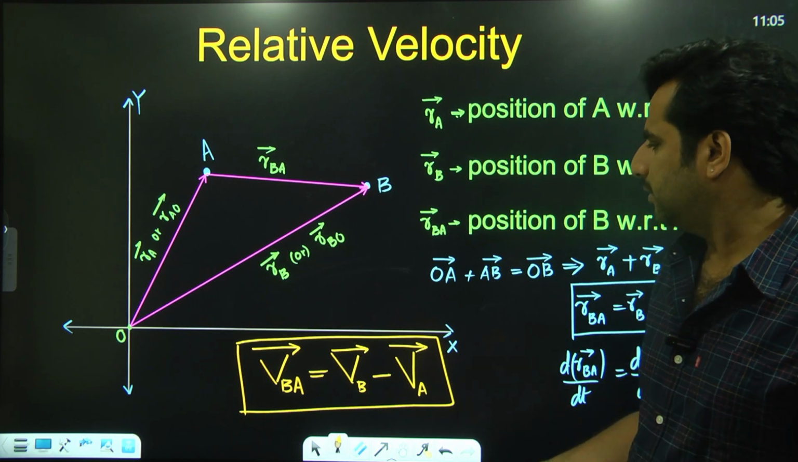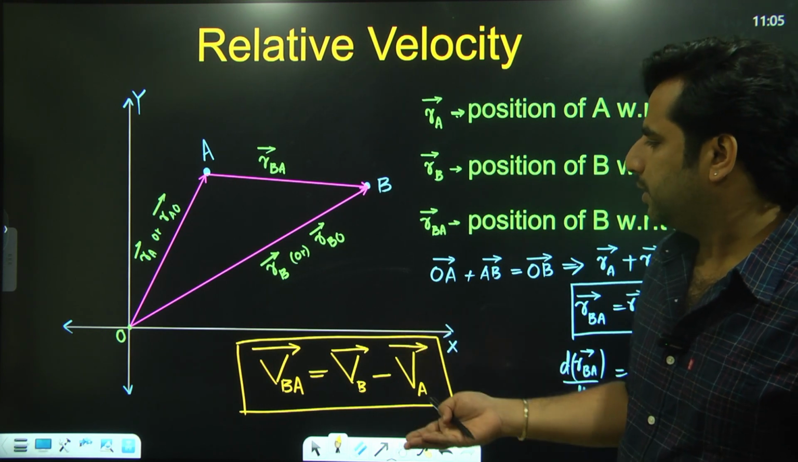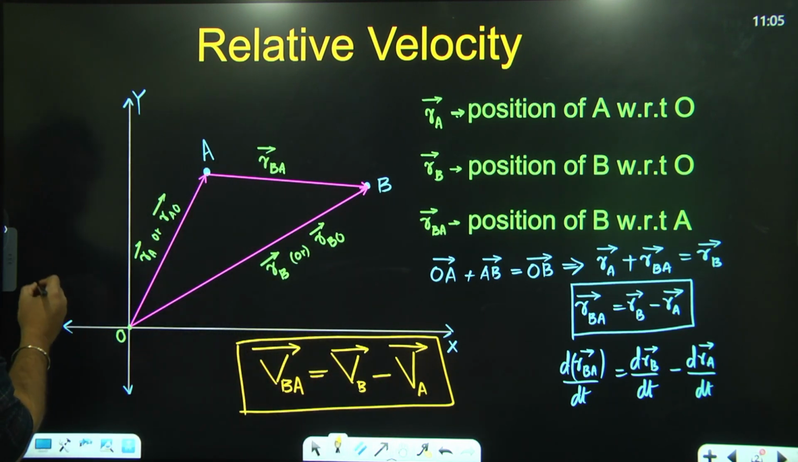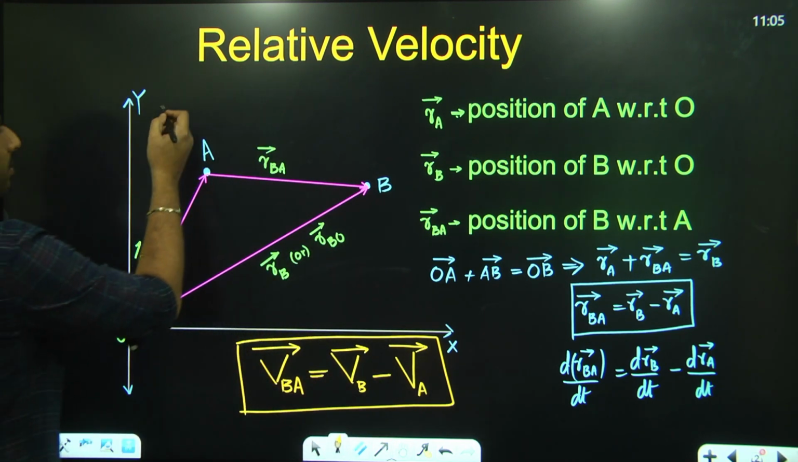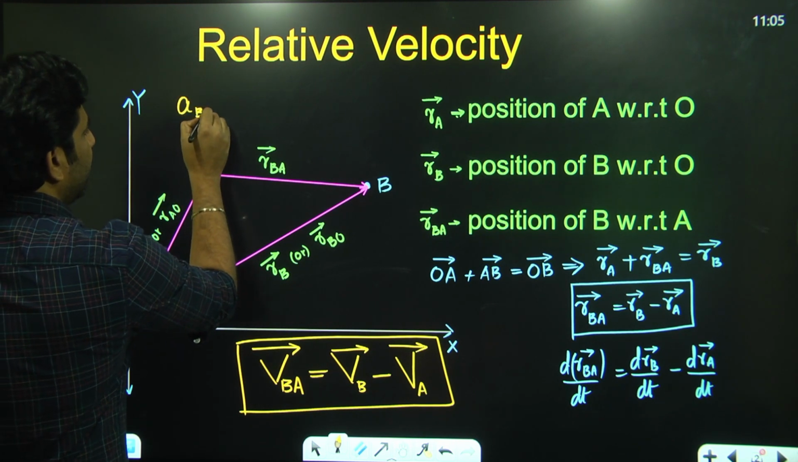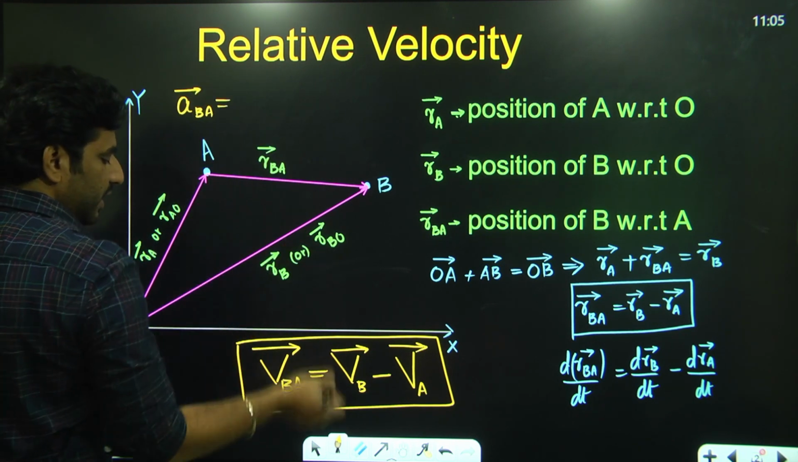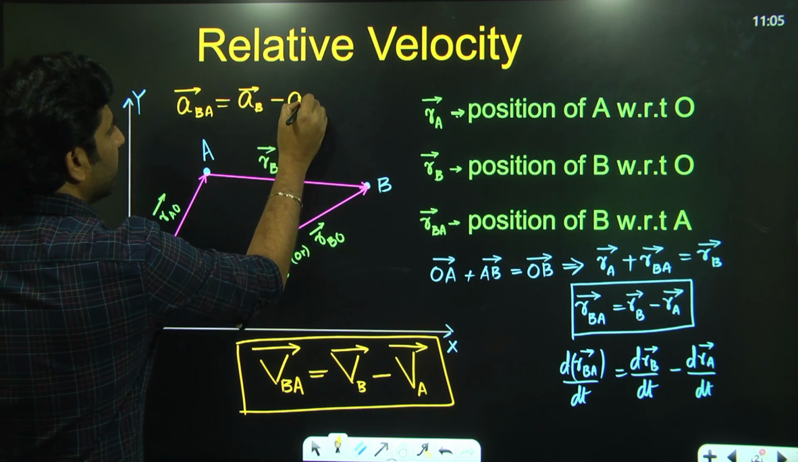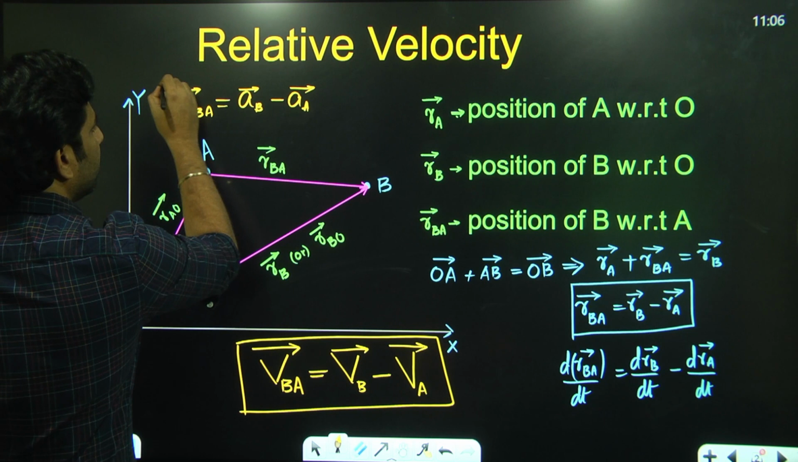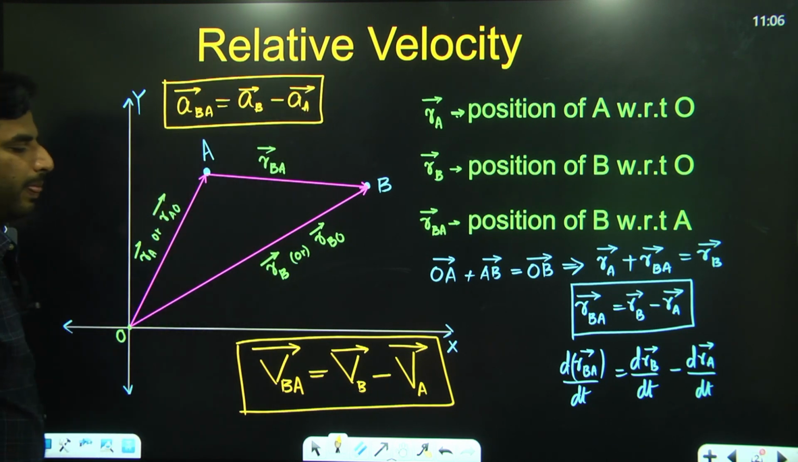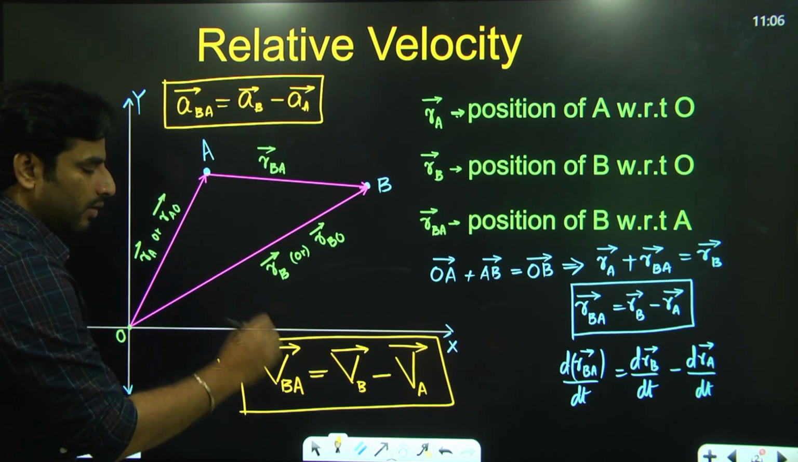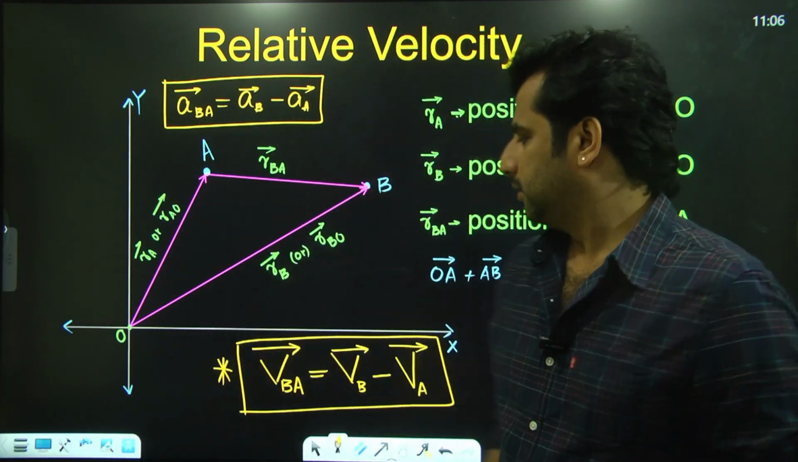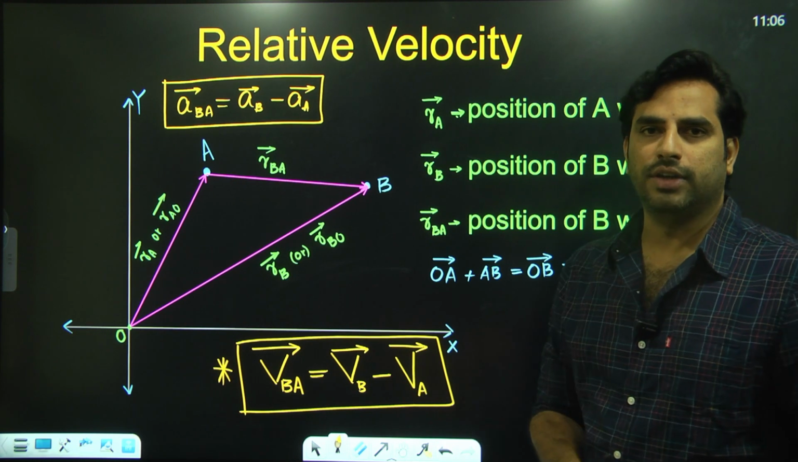Now from this you can find the rate of change of velocity with respect to time, that is acceleration. So of course you can also write the equation of relative acceleration of B. So I'm writing it here, acceleration of B with respect to A. By differentiating this equation, it would be acceleration of B minus acceleration of A. VBA bar is VB bar minus VA bar. That's all. This is relative velocity concept.